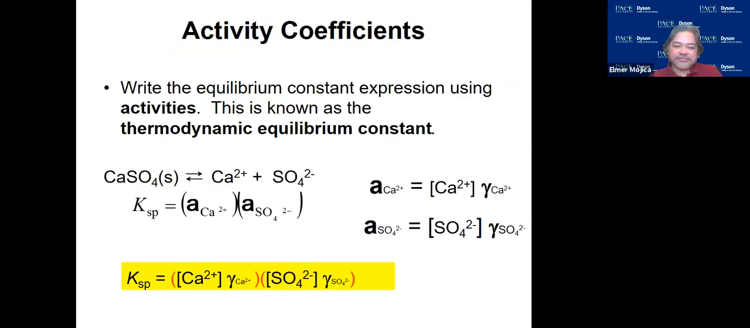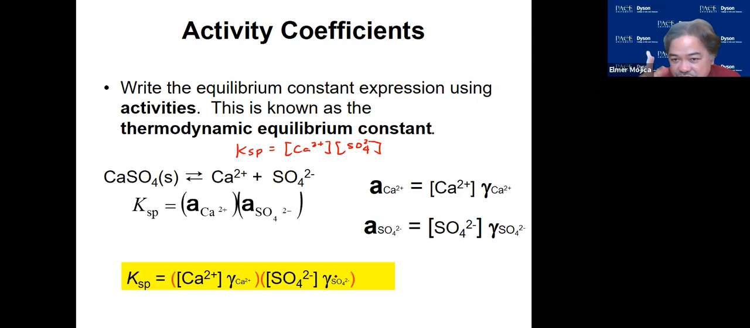So let's say here, if we're going to write the equilibrium constant expression using activities, this is how we're going to write them. Instead of what? KSP equals the concentration of calcium 2 plus times sulfate. We're going to write them in terms of activity of the calcium 2 plus and activity of the sulfate ion. And that activity equals the concentration times the activity coefficient, and the concentration times the activity coefficient.